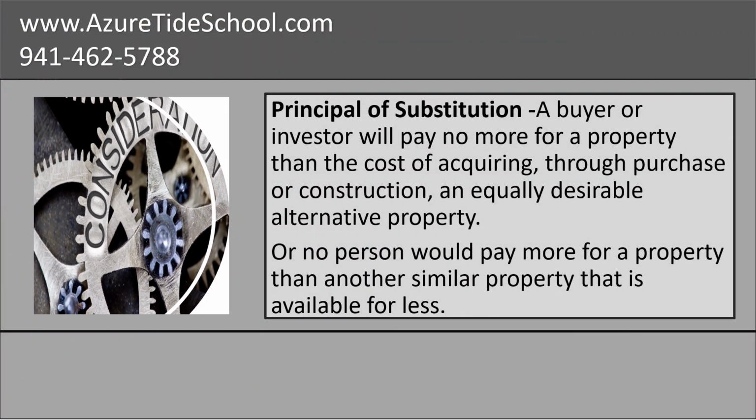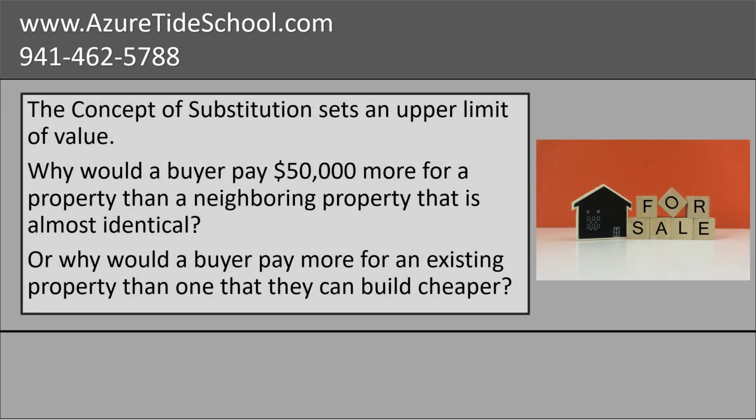Principle of substitution. A buyer or investor will pay no more for a property than the cost of acquiring, through a purchase or construction, an equally desirable alternative property, or no one would pay more for a property than another similar property that is available for less. The concept of substitution sets an upper limit of value. Why would a buyer pay $50,000 more for a property than a neighboring property that is almost identical? Or why would a buyer pay more for an existing property than one that they can build cheaper?